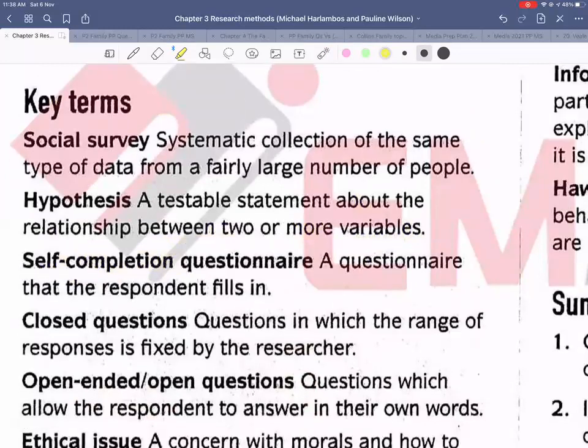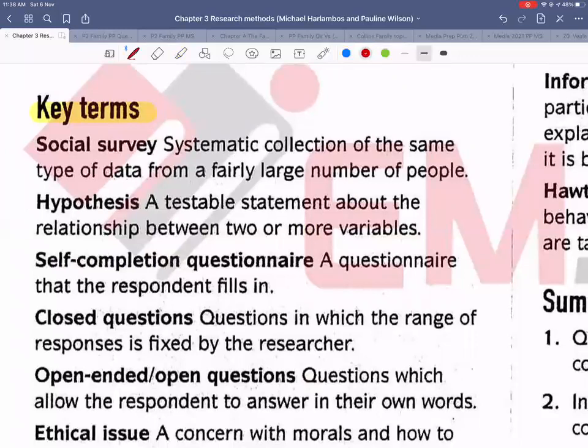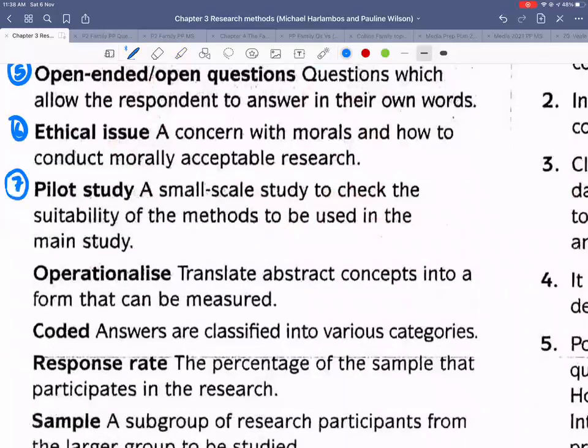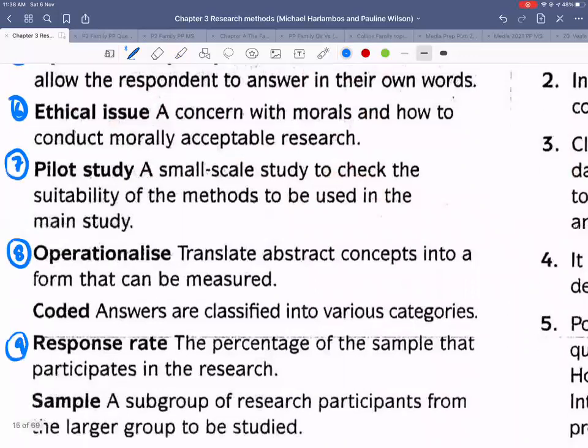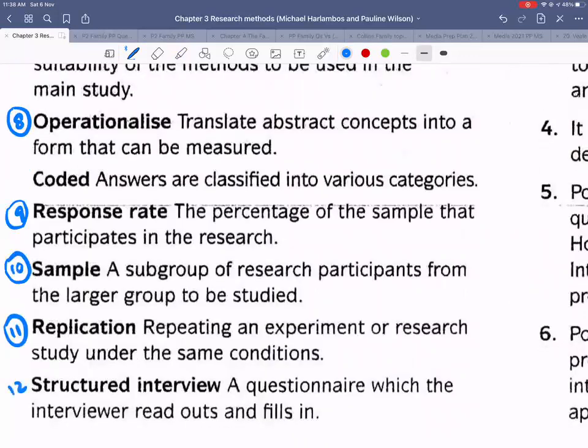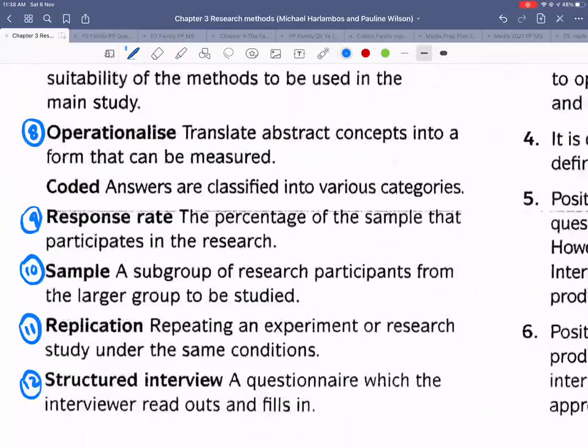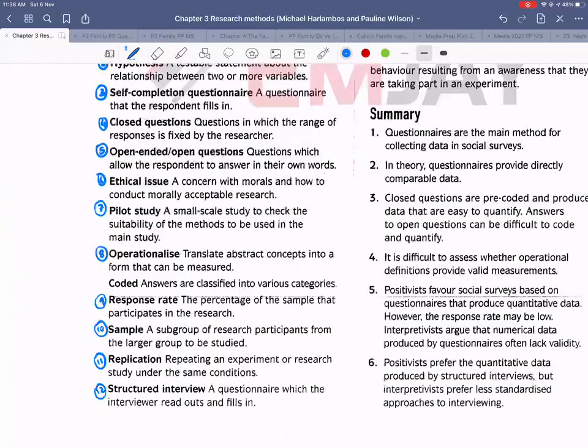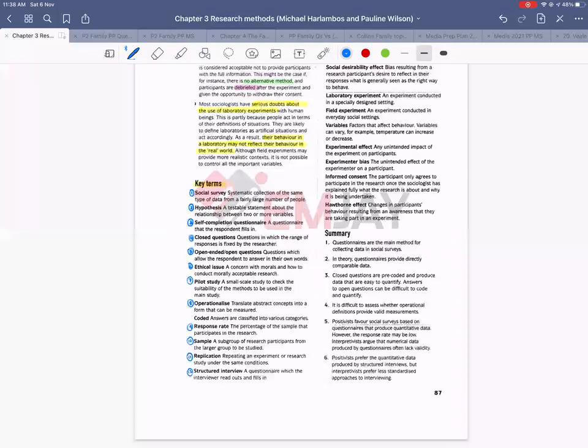Now, these are the key terms. I'd really appreciate it if you all go through them. Familiarity with these key terms would help you write your answers better and help you understand the content better. I'm just numbering them so that it gets easier for you to keep track. A few of the terms that you see over here you have just studied, and the rest you'll study ahead.